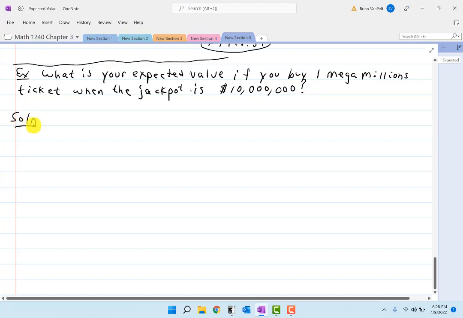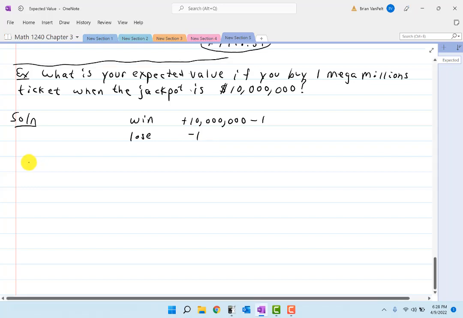Well, there's really only two outcomes here. You either win or you lose. So let's take a look at what winning does for us and then what losing does for us. If you win, you get $10 million. I think it's not a bad idea, let me get rid of that part of it. You win $10 million. However, you did spend $1 on the ticket. Now, if you lose, you're simply out $1. What are the probabilities that these happen?